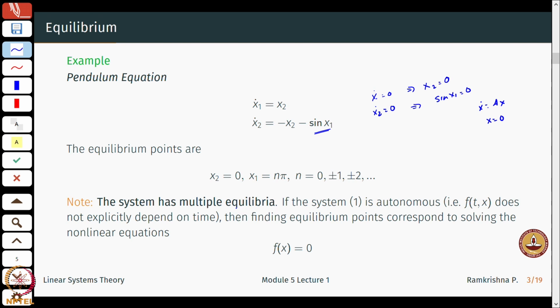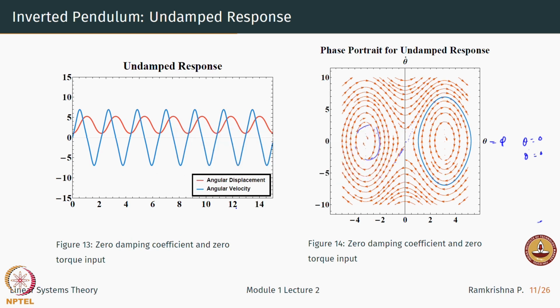If I relate to the phase space that I had drawn earlier for the case of undamped response, you can see here that this point here is an equilibrium. You can see a couple of equilibria here, and one at the origin and so on. Sorry, this is behaving weird.